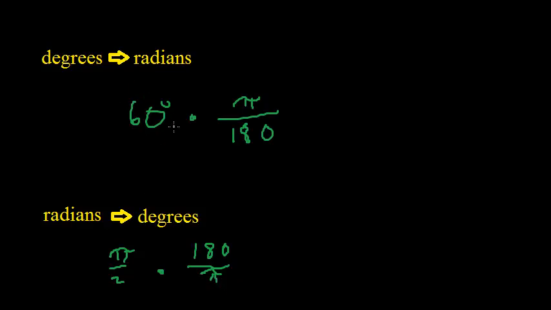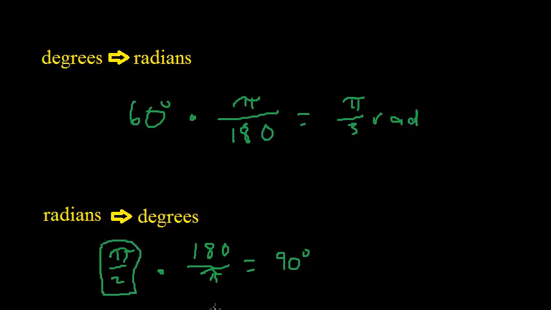So converting 60 degrees into radians, I multiply that by my pi over 180. 60 divided by my 180 gives me 1/3 times that pi. I have pi over 3 radians. And then here pi over 2 radians times 180 over pi. My pi's cancel out, and I'm left with 180 divided by 2, which gives me 90 degrees. So we see here pi over 2 radians is equivalent to 90 degrees, and 60 degrees is equivalent to pi over 3 radians.